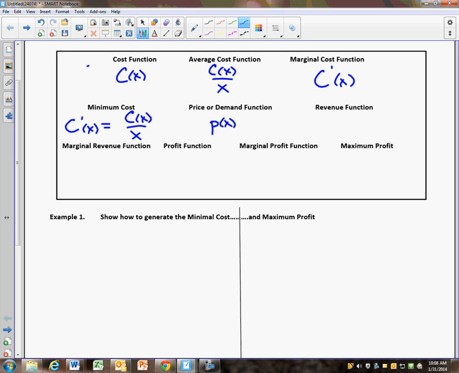But revenue function, let's just think about this for a second. This is what you've got to conceptually think through right now. Revenue is how much money we bring in. So let's say we produce X items, and the price is P of X. How much money did we bring in? X times P of X. That's your revenue function. We're going to call that R of X.